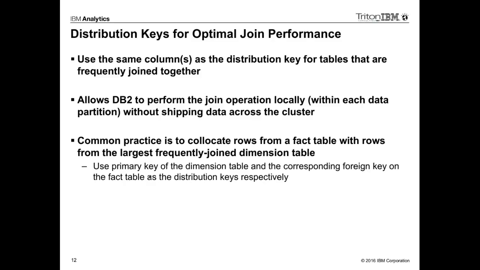Now, surprisingly, what we typically tell customers is that if you have a star schema, just following this best practice of co-locating rows from the fact table with the largest dimension table generally results in the best performance anyway. Okay. Right.